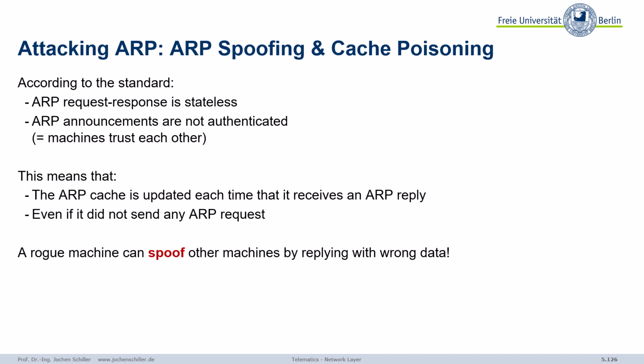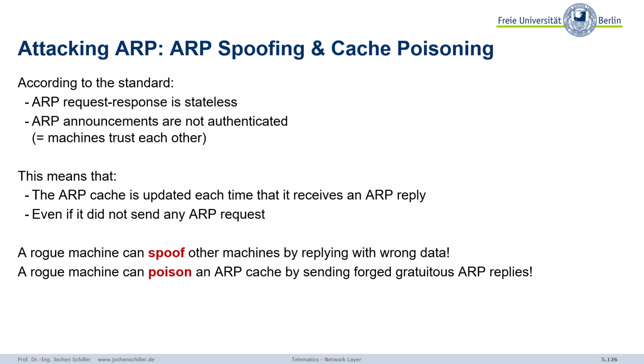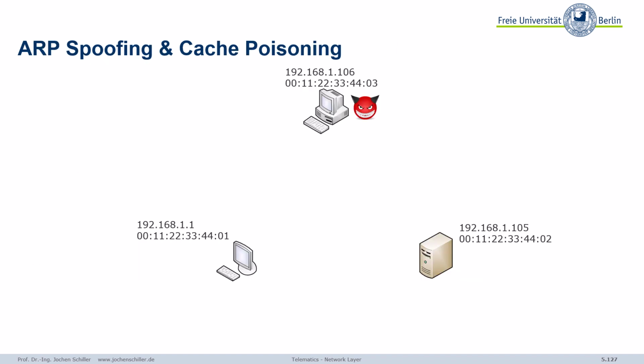Whether there's a request or not doesn't matter. You just reply with wrong data, and the idea is that you can poison the cache by just sending replies. So how does it work? Very simple. You have your nice machines, the lower ones, and you have your evil machine, the upper one. This is maybe just some laptop or whatever machine connected to your network.